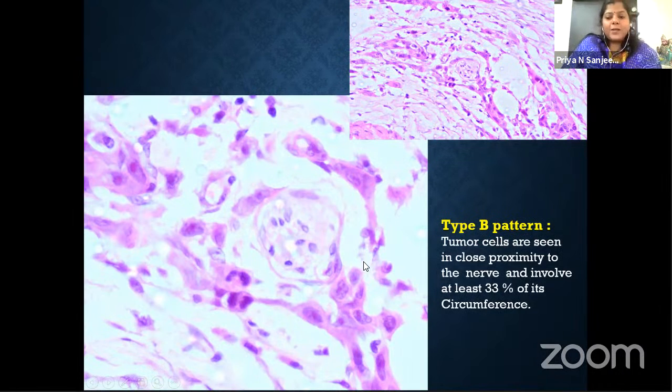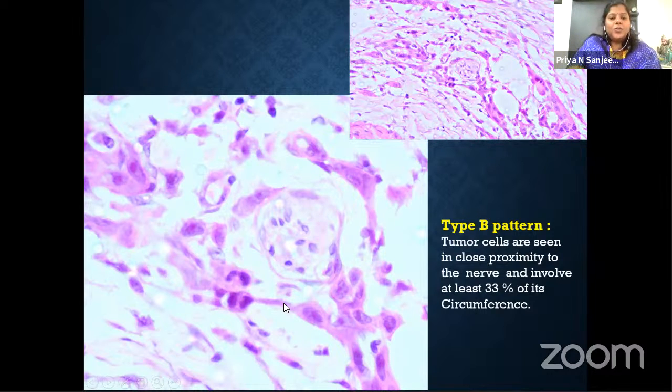What is type B pattern? When the tumor cells are in close proximity to the nerve and involve at least 33% of its circumference. So you can see it is more than that, and it is all around the nerve. Then we can call it type B pattern. When do we call it type A pattern? When we can clearly distinguish the invasion in one of the three layers of the nerve. So that is type A pattern.